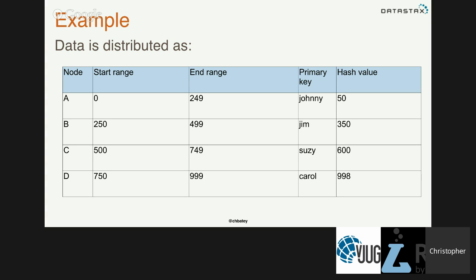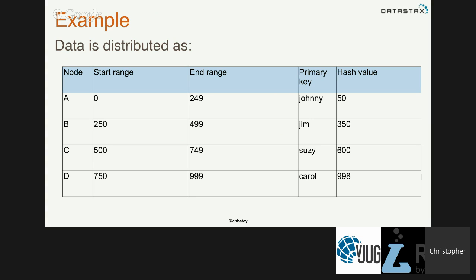But if we were to stop there, would we be a great database? Would we be any better than when we had a single server? And for me, the answer is probably no. Because what would happen to poor Johnny if node A went down? If he went down temporarily, we would lose availability. If he went down permanently, we would actually lose poor old Johnny's data.